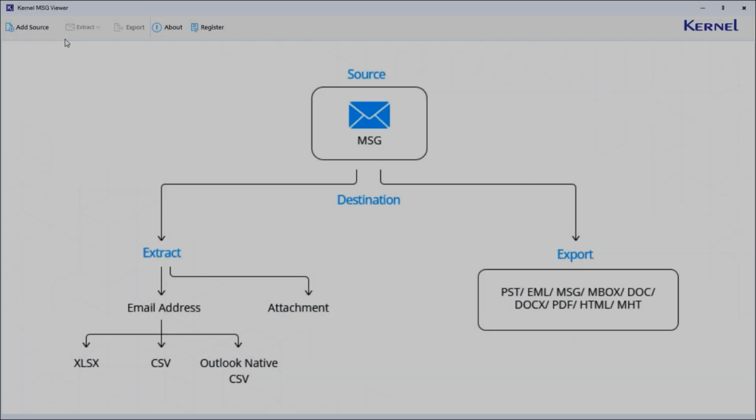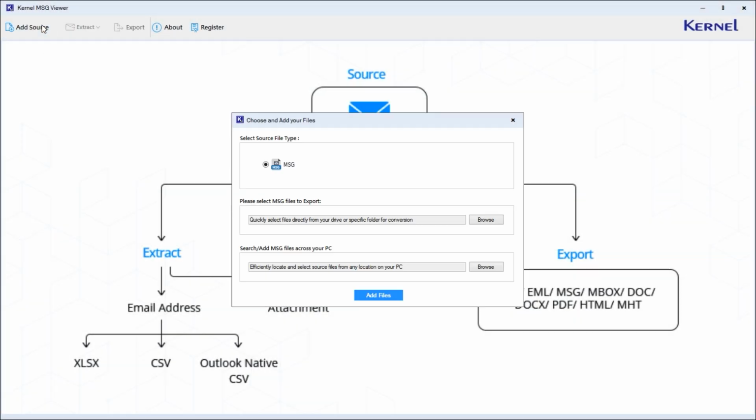Open the software. Click on the Add Source option. Here, we have two options to select bulk MSG files. Select MSG files to export, to choose specific ones. Or Add MSG files across your PC, to select all MSG files at once.